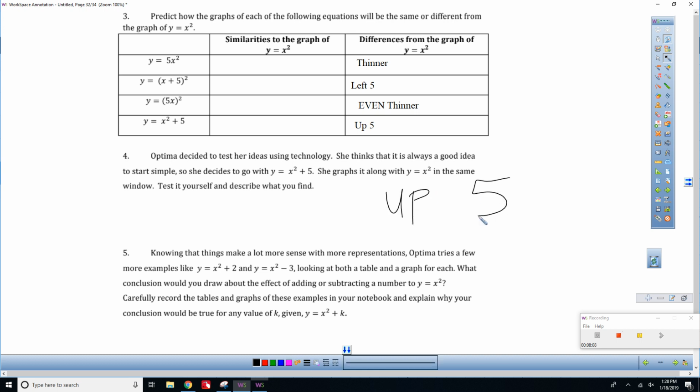Okay, knowing that things makes more sense with representation, Optima tries a few more examples. So what's x squared plus 2 and x squared minus 3, looking at a table and a graph. What conclusion would you draw about the effect of adding or subtracting a number to this x squared? What does it do? It changes how fast they grow. No. What does this plus do?